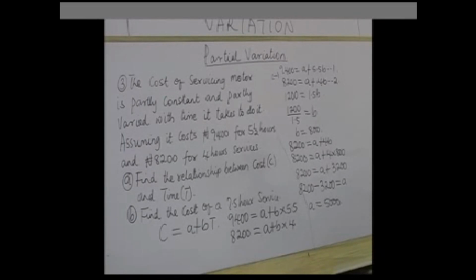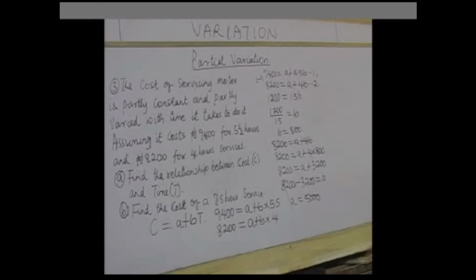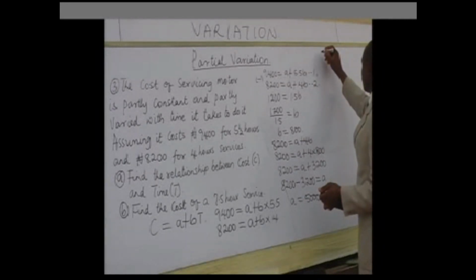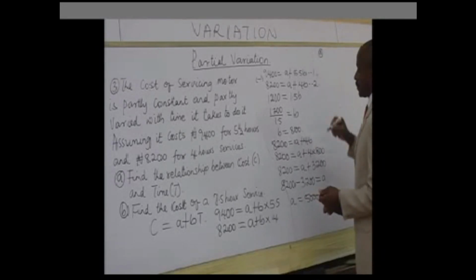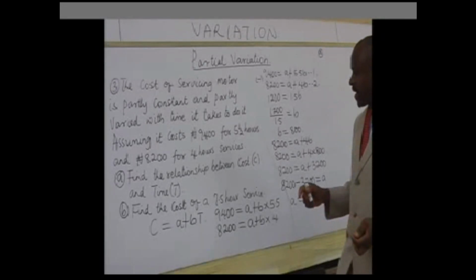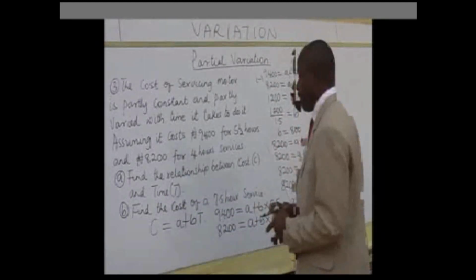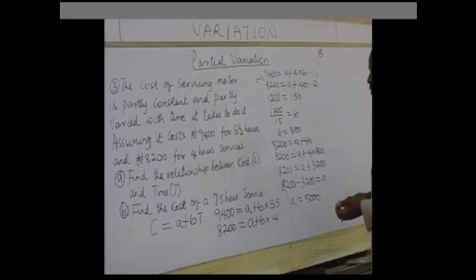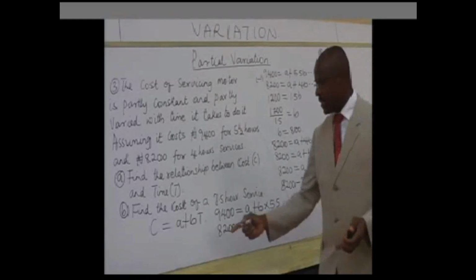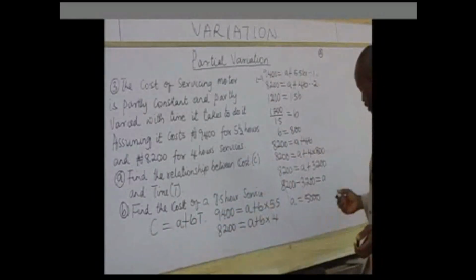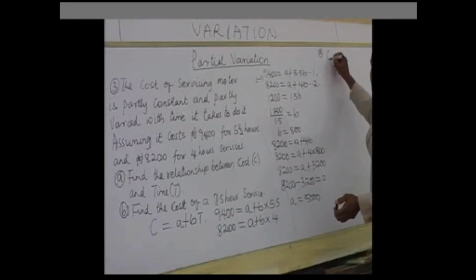Now we have found the value of A and B. We can now answer question number A. It says we should find the relationship between C, the cost, and time, the number of hours it takes. So let's take our equation. Our equation is that C is equal to A plus B T.